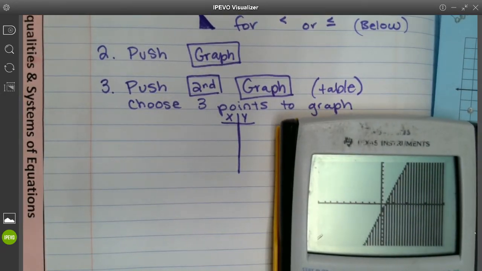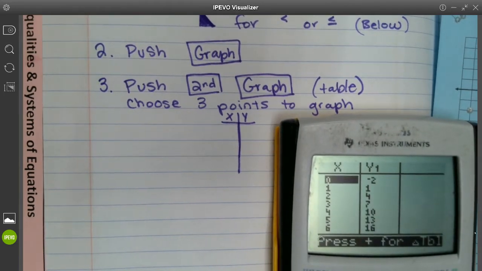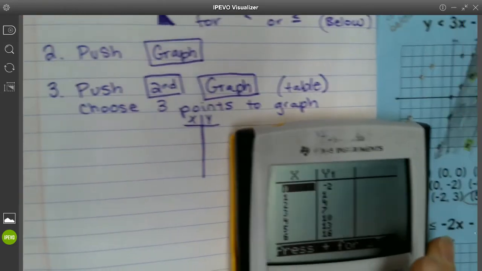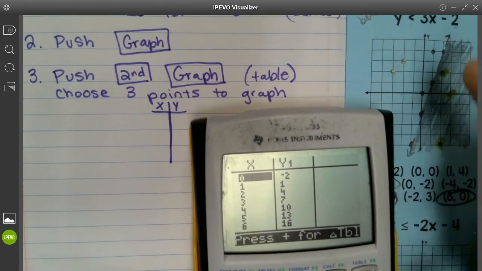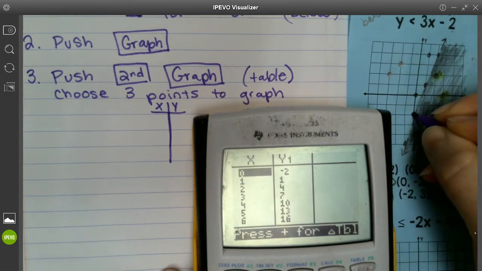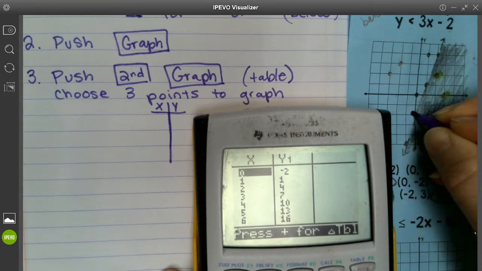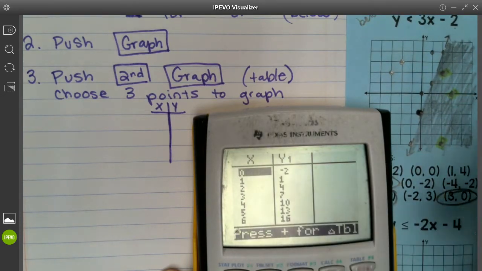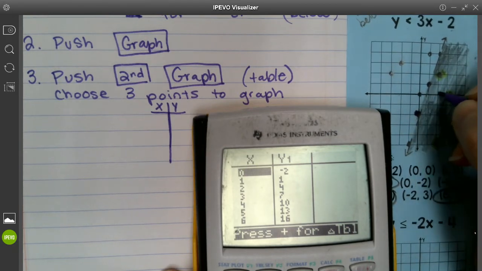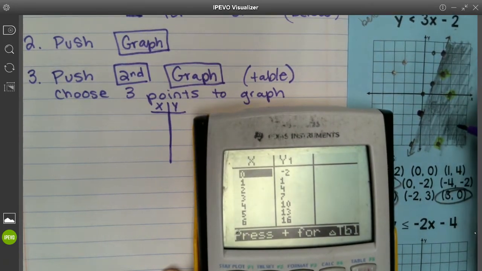All right. So, we hit second graph. And that goes to the table of values. From the table of values, you can plot points that are on the exact line. So, 0, -2 is right here. If we weren't good at graphing y equals mx plus b, we could use the points from this table to graph. 1, 1 is a point. 2, 4 is a point. Once you have 3 points, you can create your line.